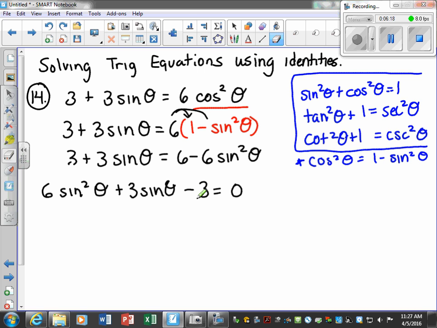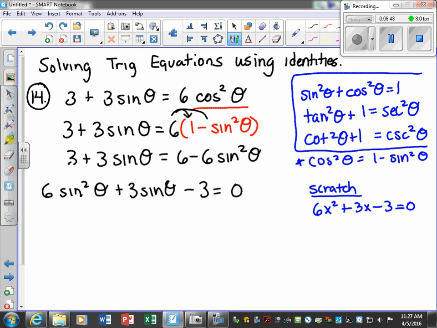Okay, so now I have my left-hand side, and it's something that can be factored. Now that's maybe hard to see, so if I was to come off to the side and do scratch work, everywhere that there's a sine theta, I'll let that be x. So let's say that would be 6x squared plus 3x minus 3 equals 0. That looks more familiar to us, right?